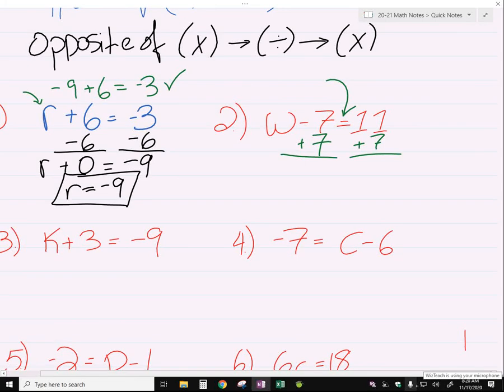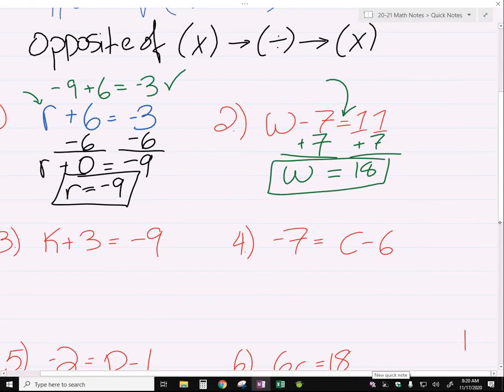W minus 7 plus 7 is just W. Equals 11 plus 7 is 18. Then I can check my answer. I'll just do it off to the side nice and small. 18 minus 7, yes, that is 11. W equals 18.